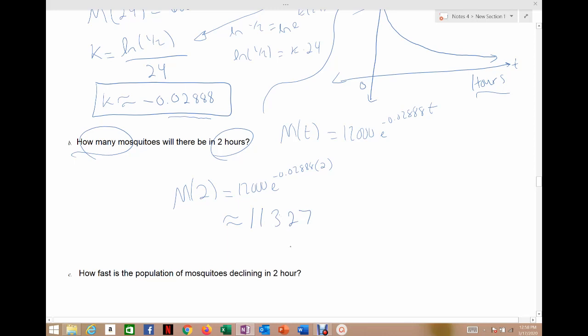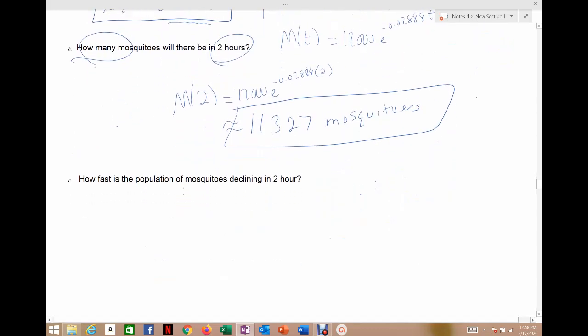11,327. Remember that 11,327 is not just a number. It's how many mosquitoes we think there are. So we think there are around 11,327 mosquitoes in 2 hours. So not a big decline in 2 hours, but our percent's not real big, right? It's only 0.0288. And so we're losing them. They are dying off, they're just not dying off really super fast yet.